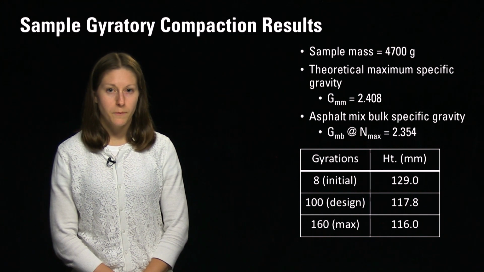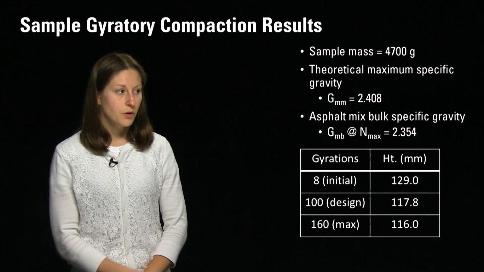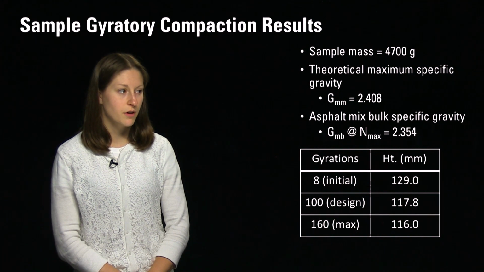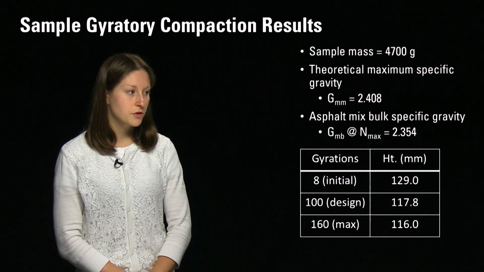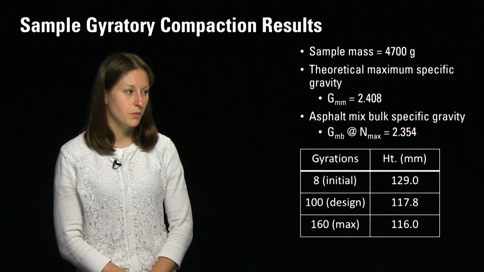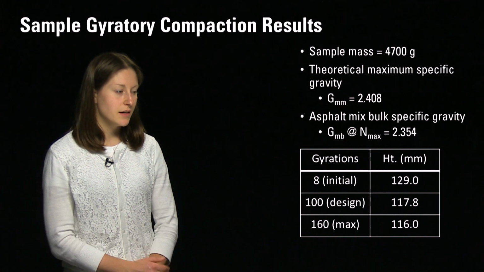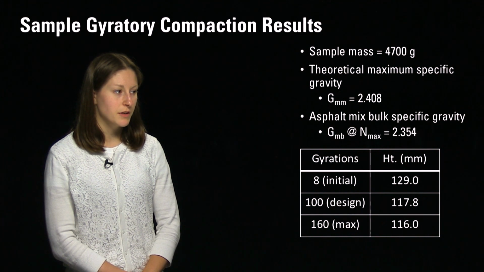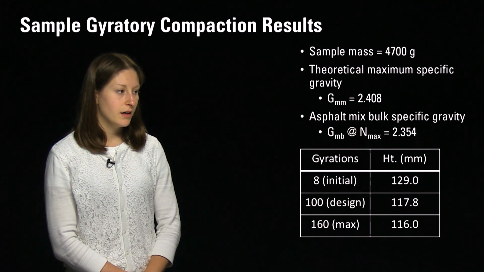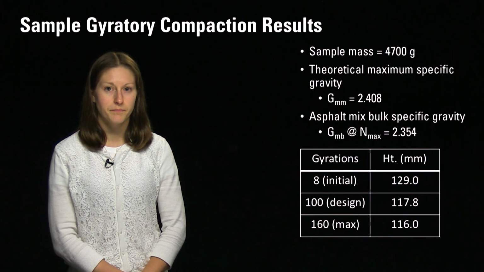For our example, we will assume that we had a sample mass which was fixed at 4,700 grams. We'll assume that we measured our theoretical maximum specific gravity to be 2.408 and that we measured our asphalt mixture bulk specific gravity after N max gyrations to be 2.354. We also have height records throughout the compaction process. At N initial, we see our height was 129 millimeters. At 100 gyrations, we see that our height was 117.8. And at our final compaction level, N max, we see that our height was 116 millimeters.